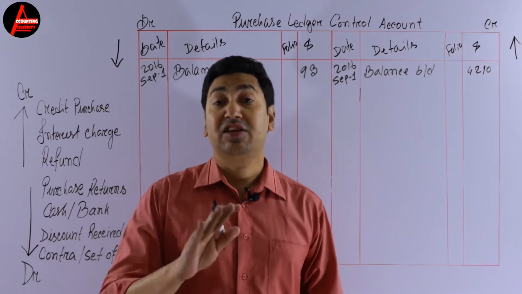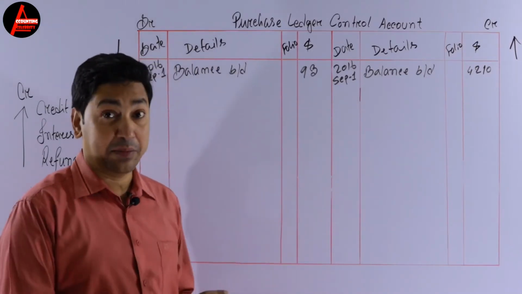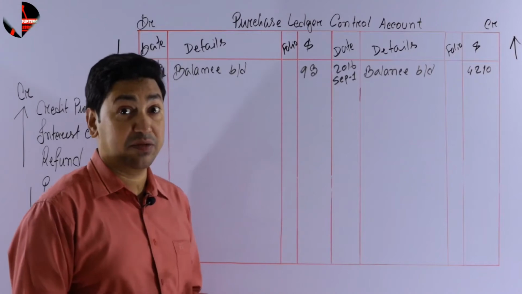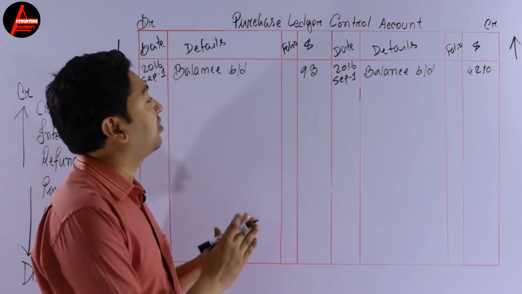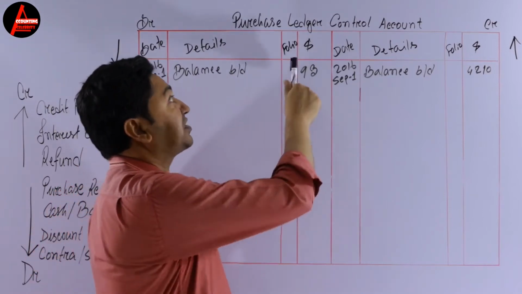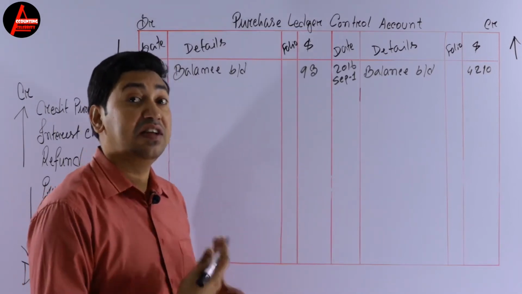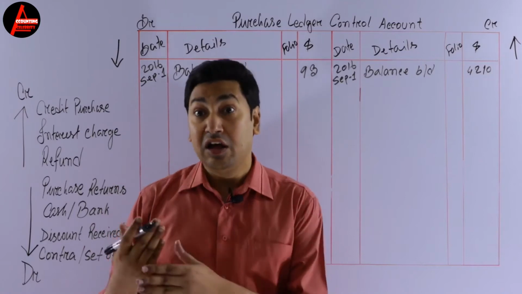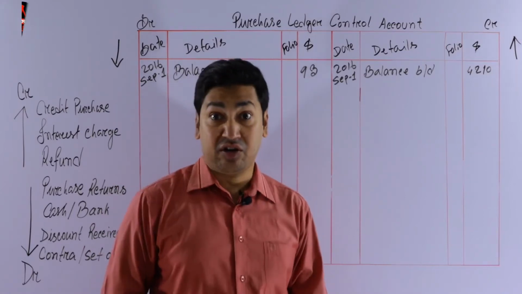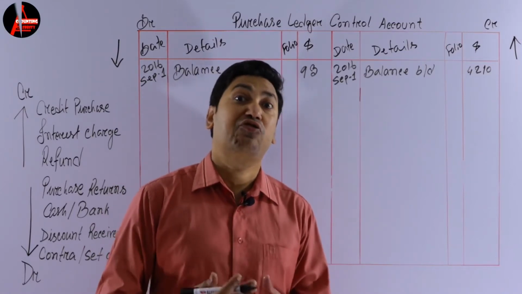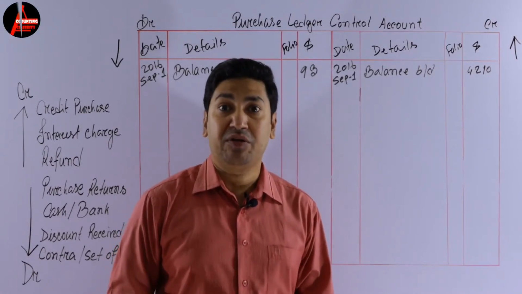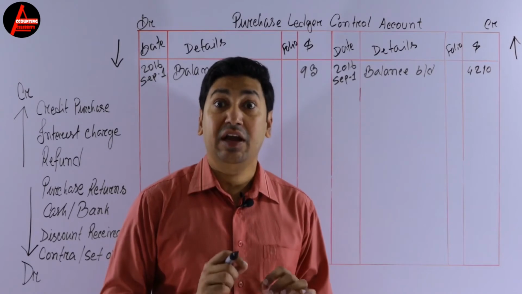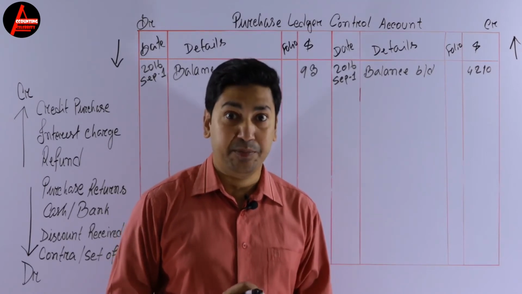Then the last two balances are the balance CDs. I'll show you at the end of the question. Then what to include here? This is a purchase ledger control account. This account is often called creditor ledger control account, or you can say total trade payable accounts. Creditor and trade payable, both terms are liabilities for the business.